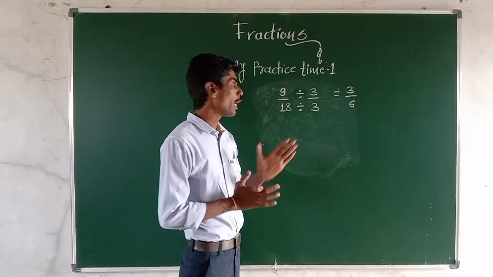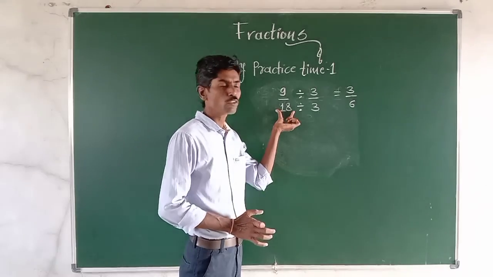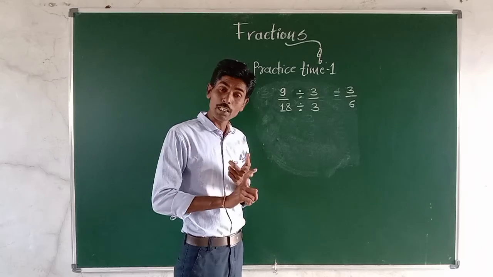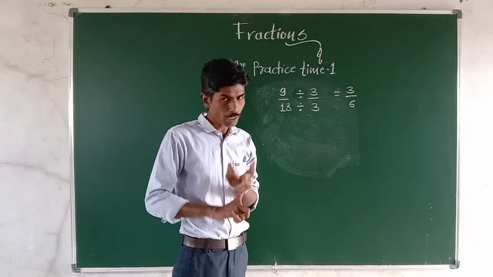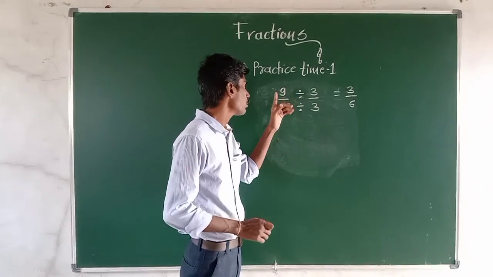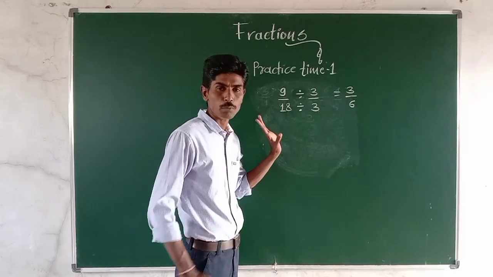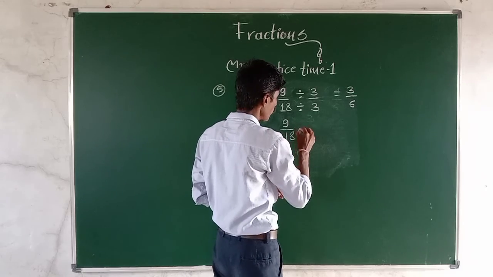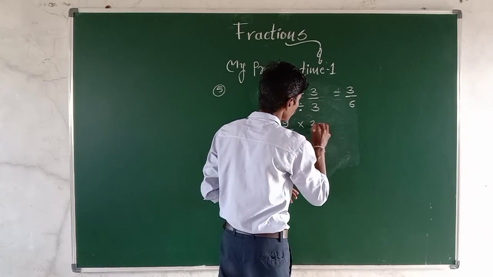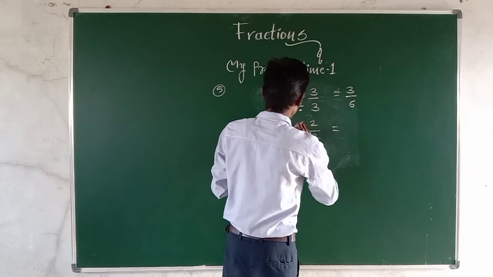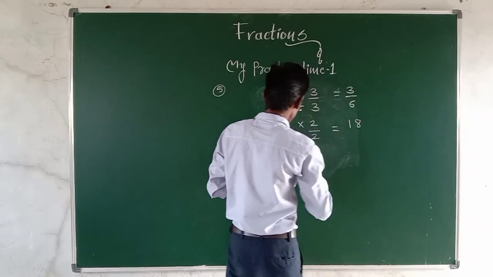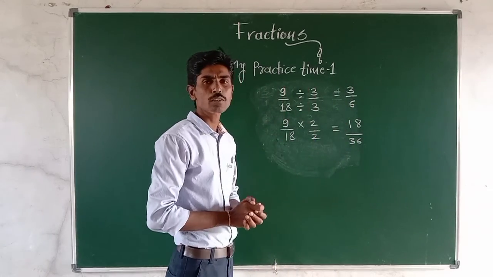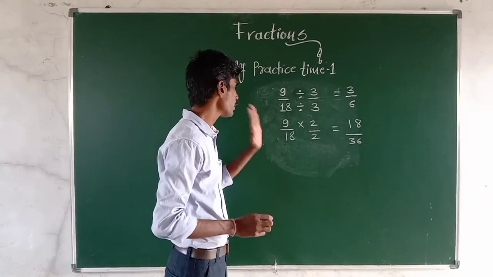This means if you want to find the equivalent fraction of any fraction, you have to multiply or divide the numerator as well as the denominator by the same number. Now 9 by 18 multiplied by 2: 9 2s are 18, and 18 2s are 36. So 18 by 36 is also an equivalent fraction of 9 by 18.